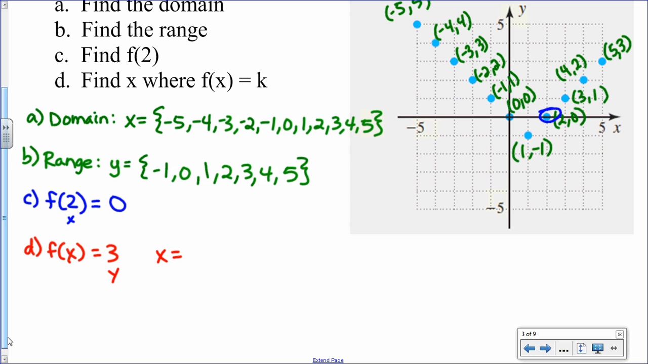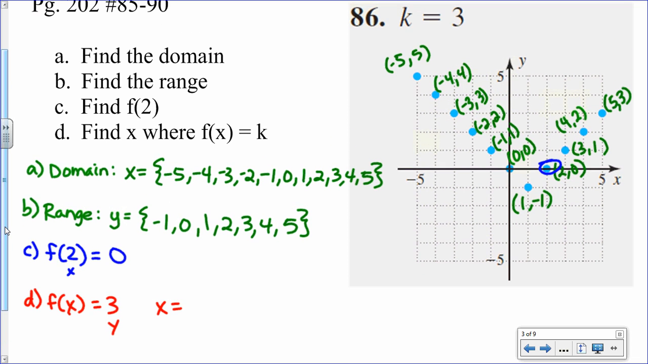I go to the graph, and I have y is 3 right here, and also right here. So I have two x values where y is 3. Oh, I'm sorry, x equals negative 3 is the first one, and x equals 5. Do we have questions about that? No? Okay.